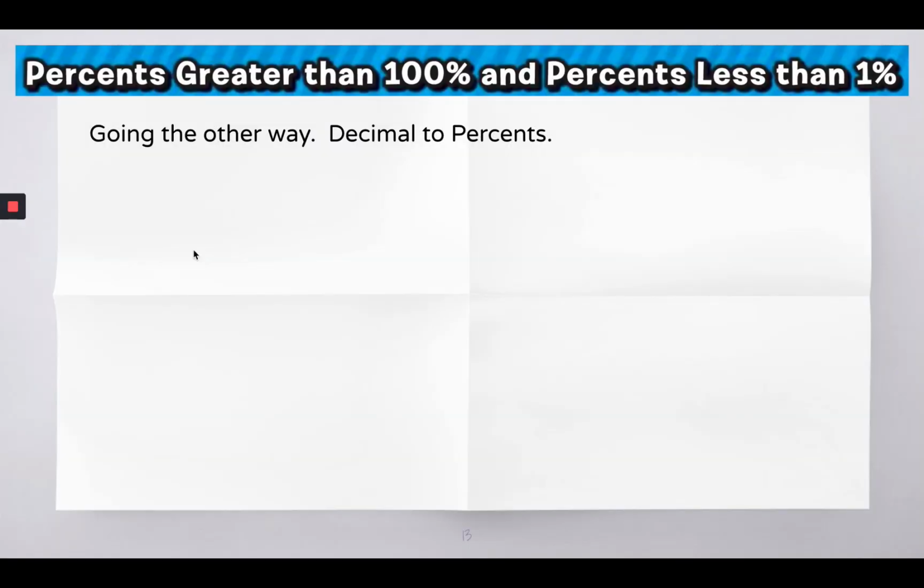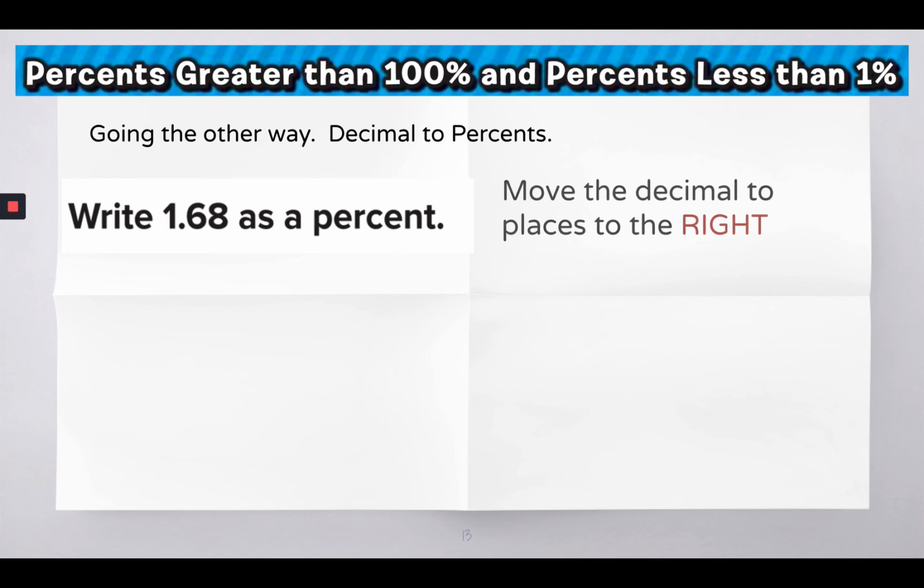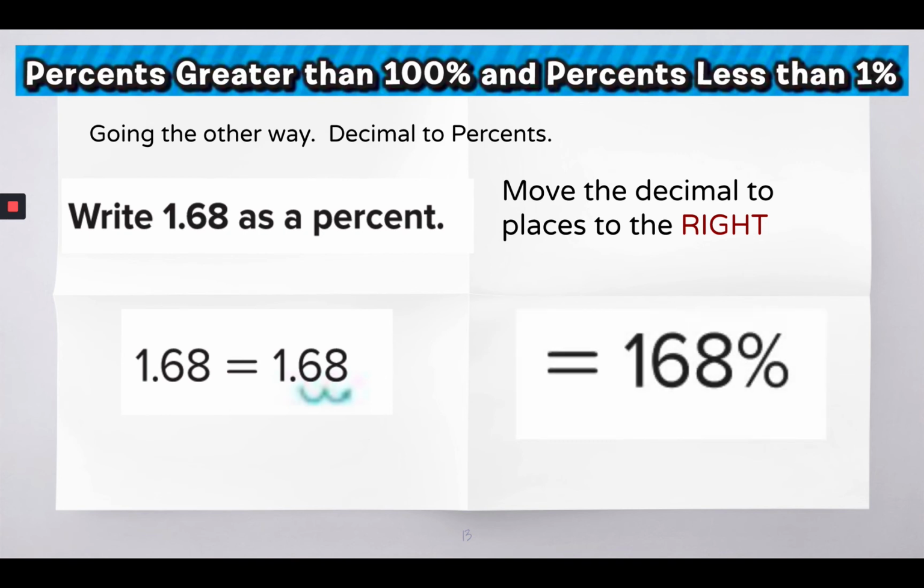What about a decimal that I want to change into a percent? I want to go the other way. So I got 1.68 as a percent. And to change a decimal into a percent, you move the decimal 2 places to the right. You just go the other direction. So 1.68 is 168%.